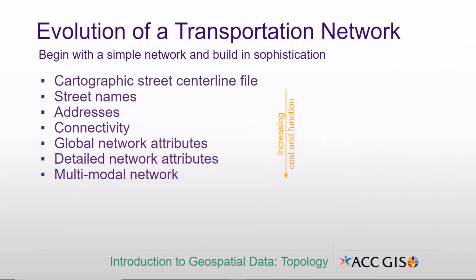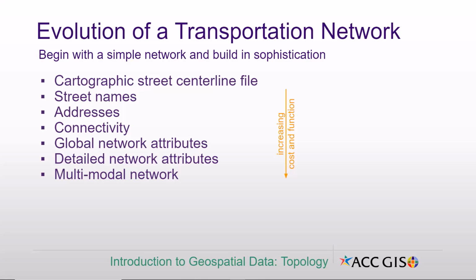Now, building a transportation network can be a little overwhelming because they can be very, very sophisticated, but we typically don't start with the most sophisticated transportation networks. Typically, we start, for example, with a street centerline file that we use to make maps. And then we might add street names so that we can attribute and label our street centerlines. And then we might add addresses, which allow us to create a geocodable street centerline file.